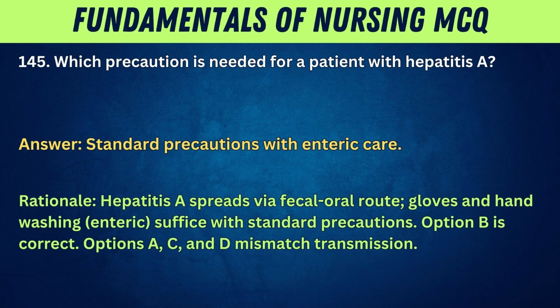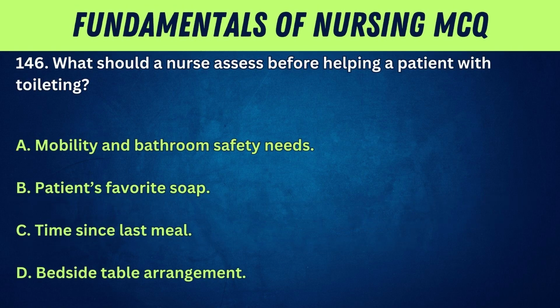Rationale. Hepatitis A spreads via fecal-oral route. Gloves and hand washing, enteric, suffice with standard precautions. Option B is correct. Options A, C, and D mismatch transmission.